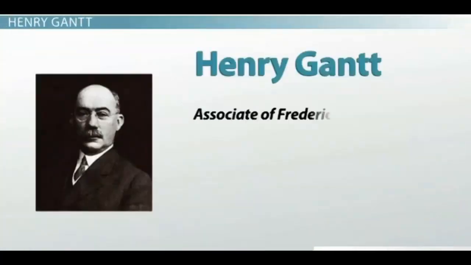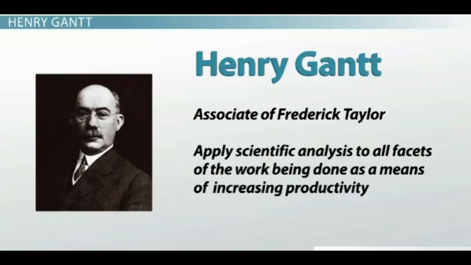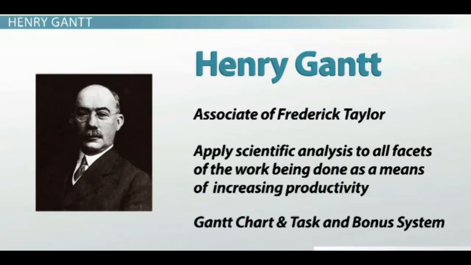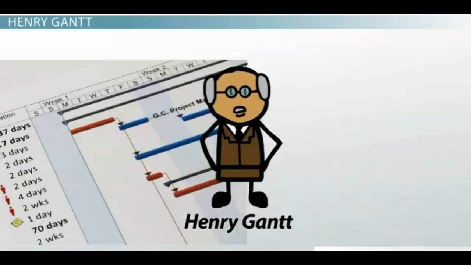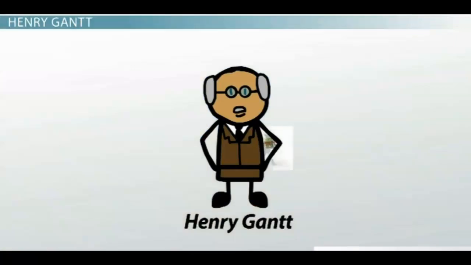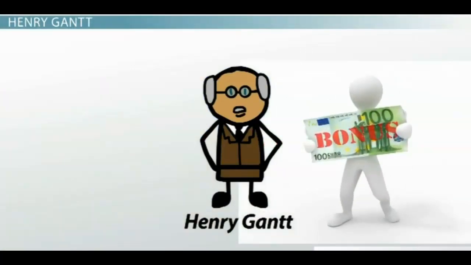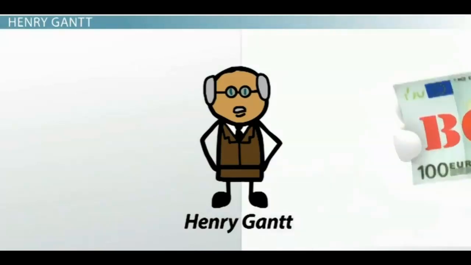Henry Gantt, an associate of Frederick Taylor, was a mechanical engineer during the early 1900s who spent his time as an advisor and consultant on management practices. His main focus was to apply scientific analysis to all facets of the work being done as a means of increasing productivity. His two major contributions were the Gantt chart and the task and bonus system, both of which will be discussed next. Much of what Gantt developed during this time was considered groundbreaking and revolutionized scientific management. Many of his ideas are still widely used in project management today.